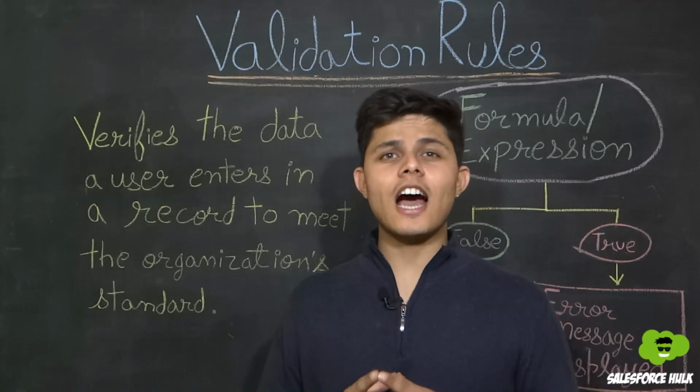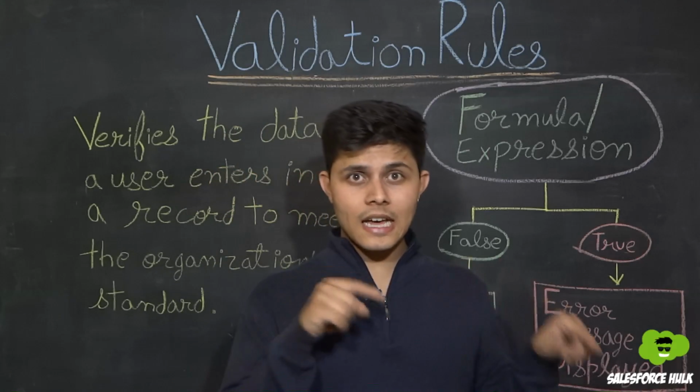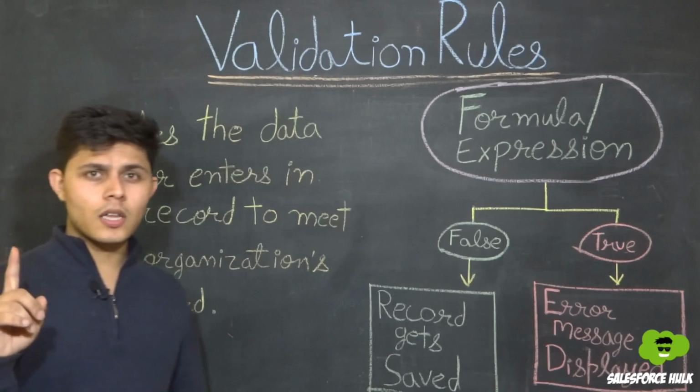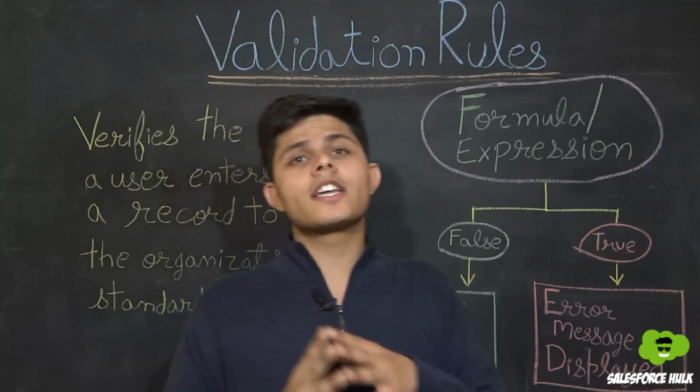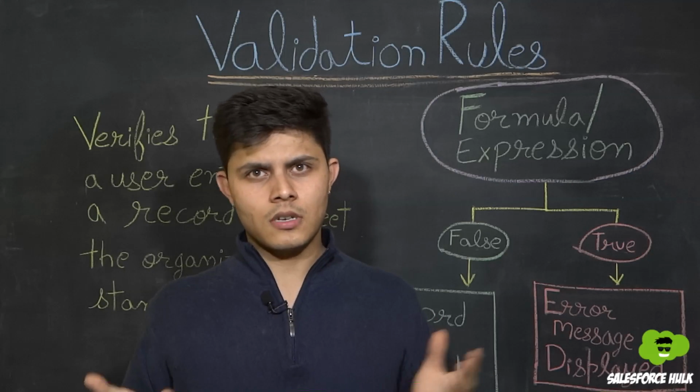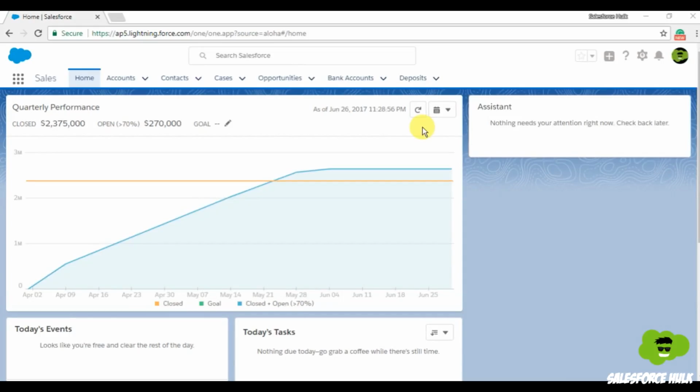Now to explain how we will create a validation rule in our Salesforce org, I'll take 2 simple examples. The first one: every opportunity record should have the amount field's value greater than 10,000. Let's go and create it. Alright, so we need to create the validation rule on the opportunity object.